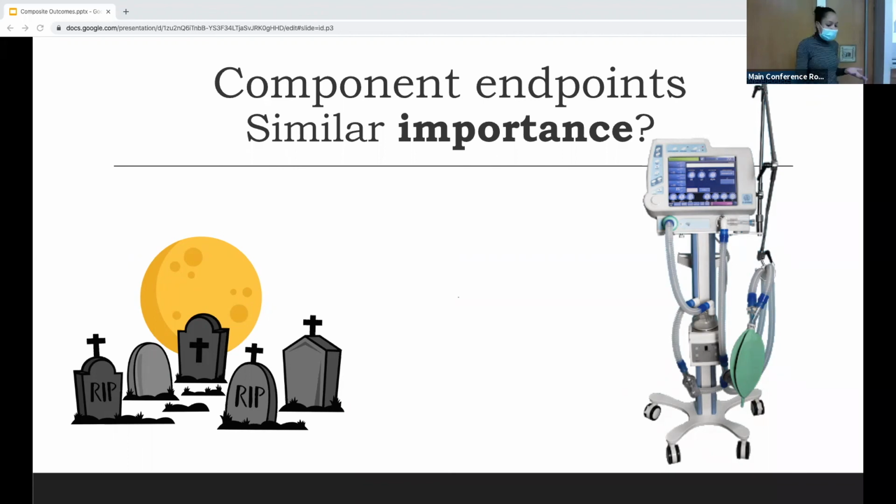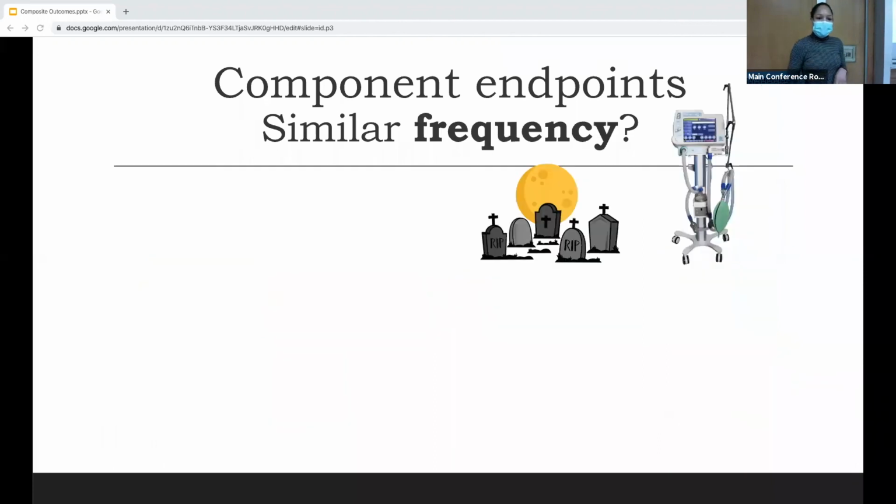However, I personally would argue that they're not entirely equal because death is final and mechanical ventilation is temporary, or it's supposed to be. So, I would argue at this point that maybe they are similar, but I think there's room to say that they're not necessarily 100% equivalent. Second thing, are they similar in frequency? This was the second point that Dr. Z made.